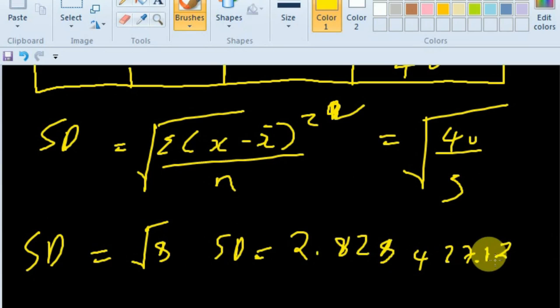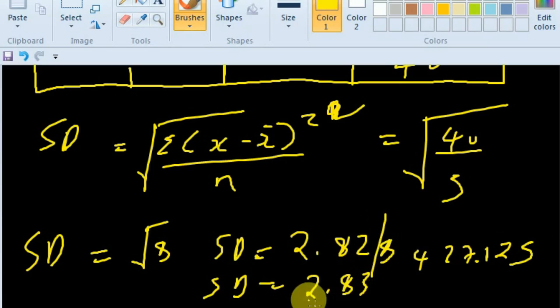Let me just prove that one. The square root of 8. Then I'm going to round off to 2 decimal places. So I'll cut here, 2.83. So that's my standard deviation. So that's how you calculate the standard deviation and the mean for ungrouped data. So for the same data set, let us also try to use this other formula.